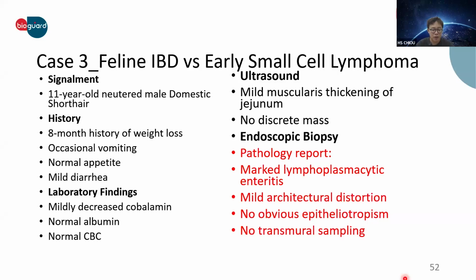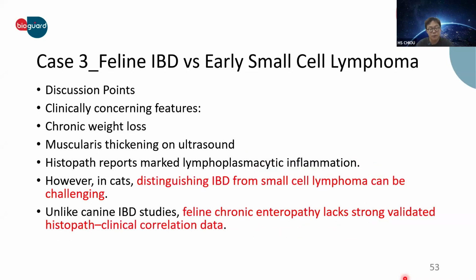The pathology report reads marked lymphoplasmacytic enteritis, mild architectural distortion, no obvious epithelial tropism, and no transmural sampling. Now, clinically, there are several concerning features, like chronic weight loss, muscle thickening on ultrasound, and a pathology report of marked lymphoplasmacytic inflammation. So the key question becomes, is this IBD or is this early small cell lymphoma?